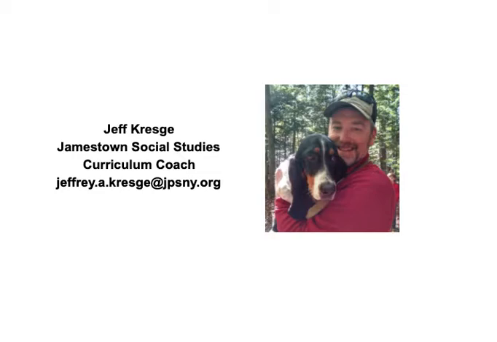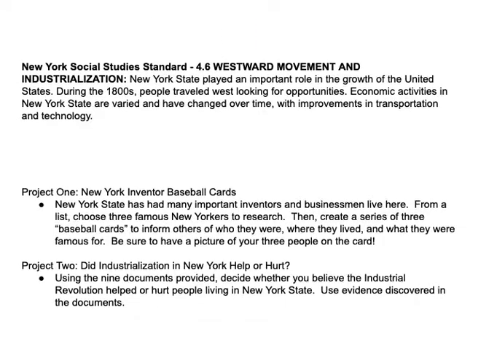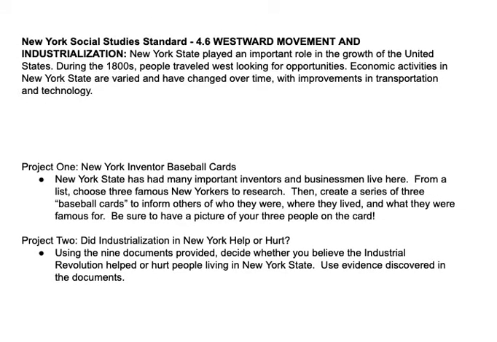jeffrey.a.kresge@jpsny.org. The purpose of this video is to talk about Social Studies Standard 4.6 for 4th grade. It is the 6th of 7 standards for 4th grade, and it is Westward Movement and Industrialization. And the standard reads, New York State played an important role in the growth of the United States. During the 1800s, people traveled west looking for opportunities. Economic activities in New York State varied and changed over time with improvements in transportation and technology.